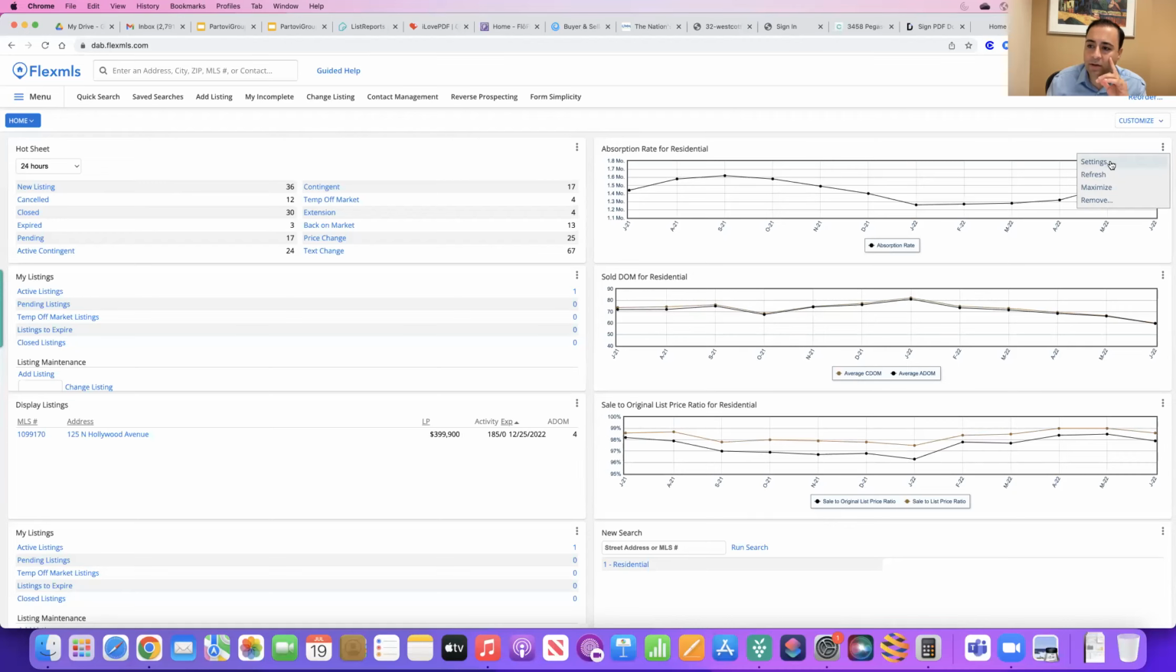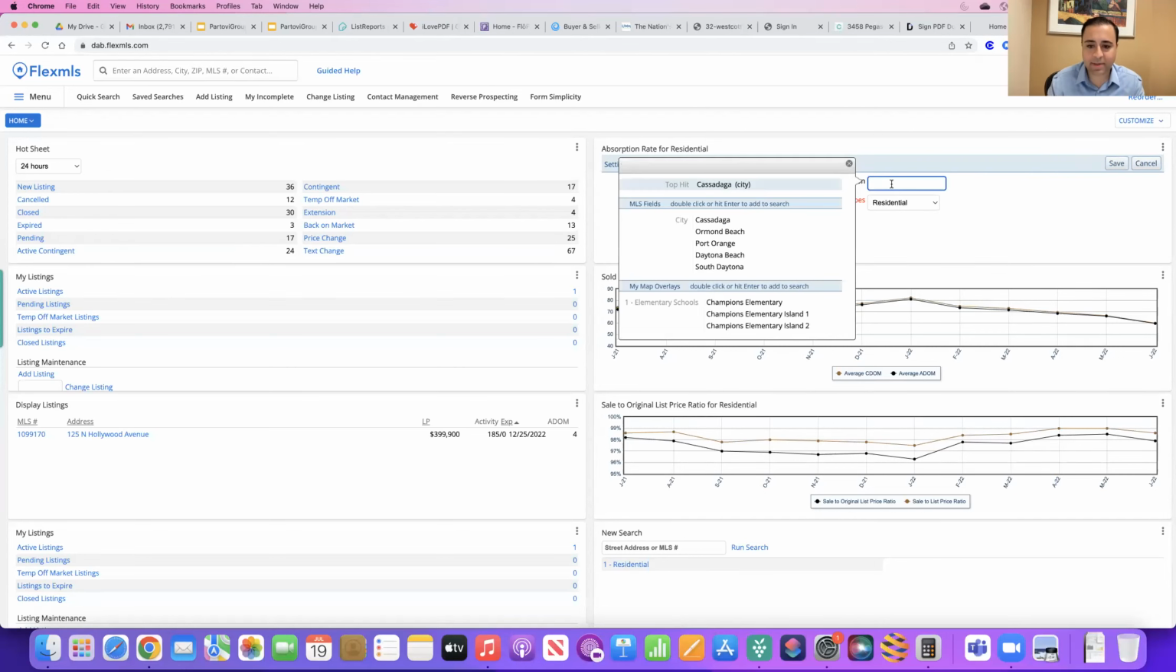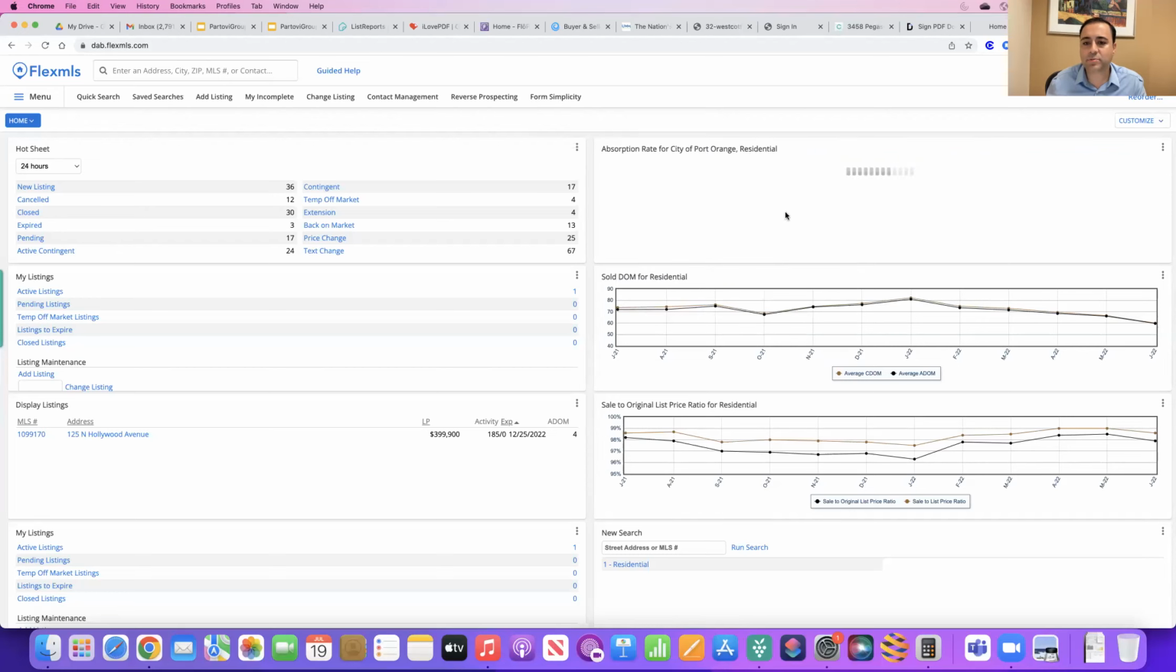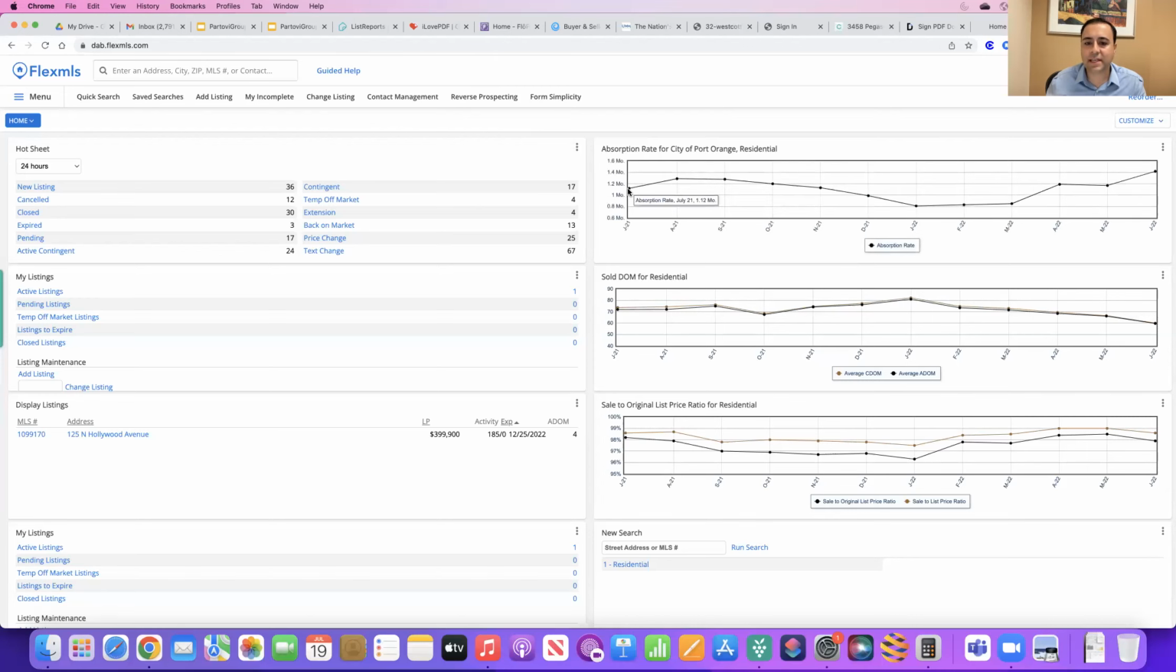One other thing you can do is go ahead and type in a specific city. If you type in a specific city, it'll calculate that absorption rate for the residential real estate for that specific city. All right, so we could see that in the city of Port Orange, Florida, the absorption rate last July was just over a month. That means if all listings were to sell at the current pace in a month, we'd have no listings. It ticked up a little bit. January, it went down, and then we're ticking up a little bit again.